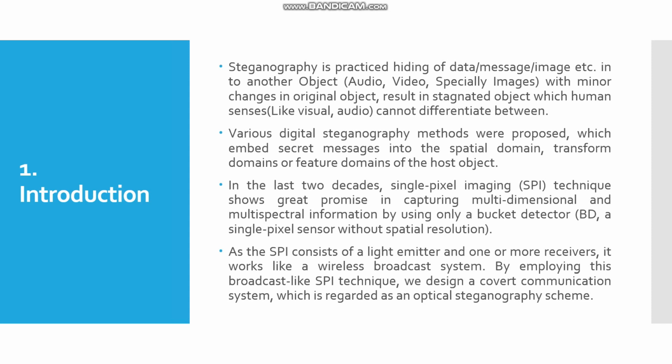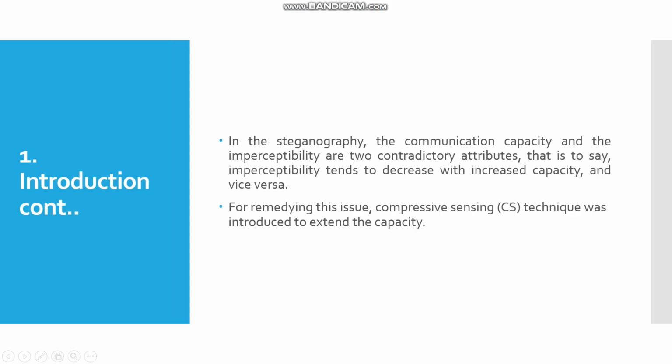By employing the broadcast-like single pixel imaging technique, we design a covert communication system, known as a secret communication system, which is regarded as an optical steganographic scheme. In steganography, communication capacity and interceptability are two contradictory attributes. If the capacity of the secret image or secret message increases, the interceptability also increases. There is a better chance to intercept that this is a stego image, it's not real, and it has a hidden message in it.